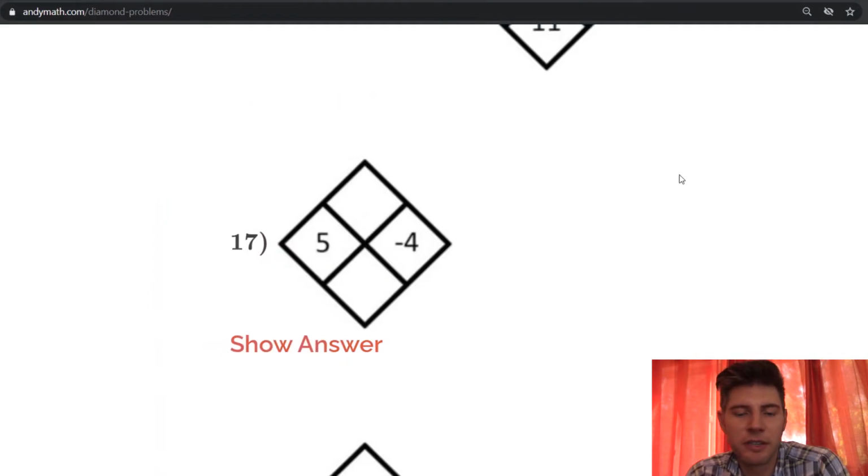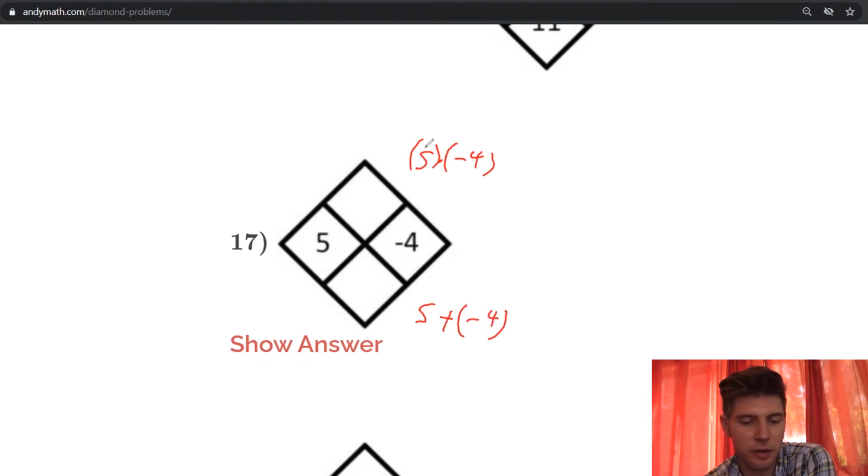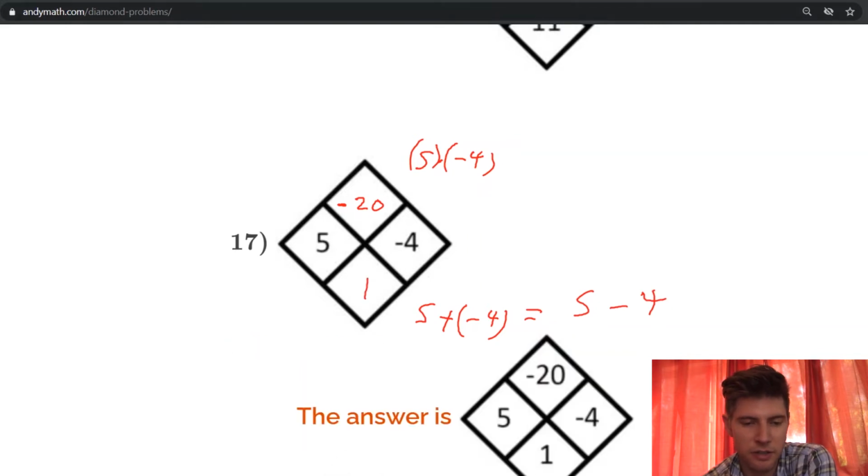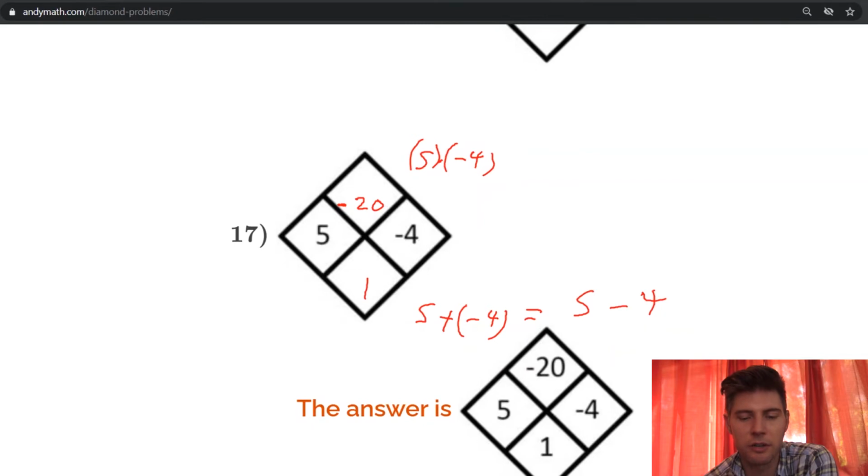So number 17 says 5 and negative 4. So once again, we need the top two, we just multiply. So 5 times negative 4 for the top, and the bottom is 5 plus negative 4. So 5 times negative 4, 5 times 4 is 20, and then there's one negative, and we're multiplying, that becomes negative 20. Then on bottom, 5 plus negative 4, well, this basically means the same thing as 5 minus 4, and that's 1. So the answer to this is negative 20 and 1, and there it is right there.